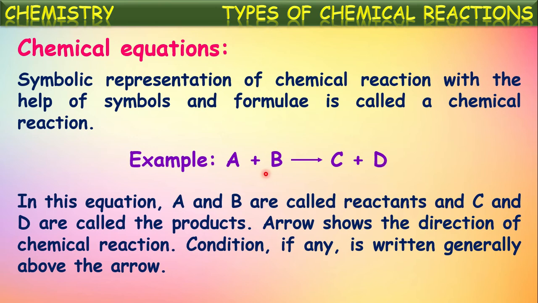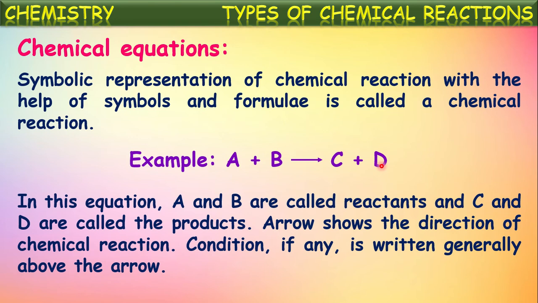And in between these reactants and products, there is an arrow mark. This arrow mark shows the direction of the chemical reaction, meaning in which direction this reaction is occurring. That means A and B are reacting with each other to form C and D. That is indicated by this arrow mark towards C and D from A and B.